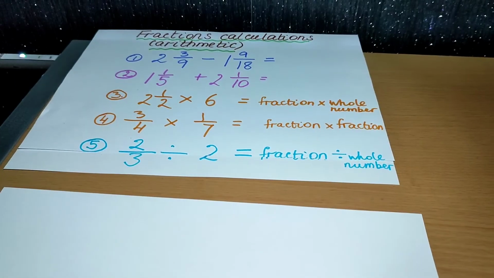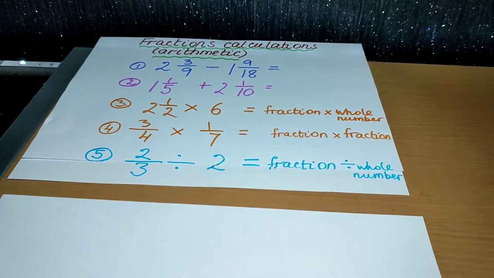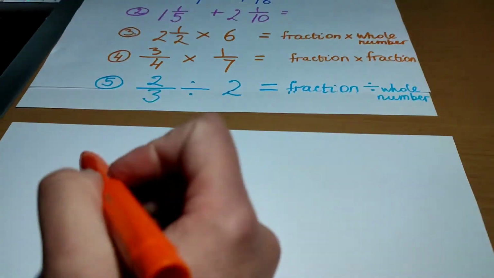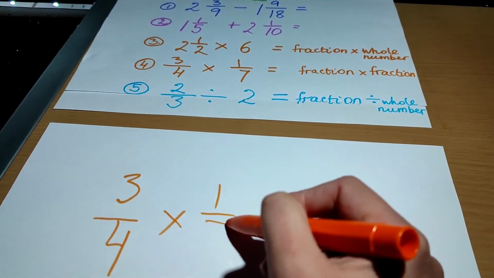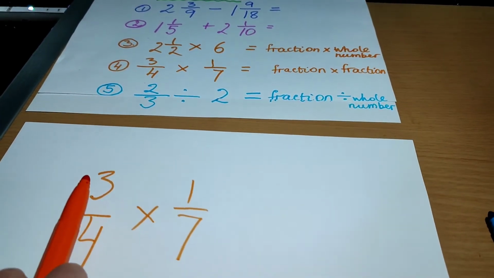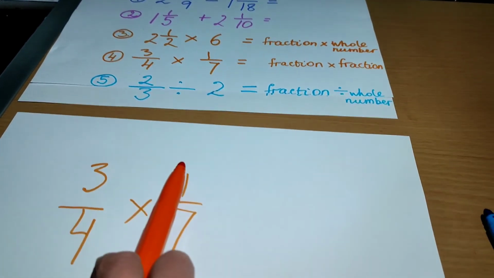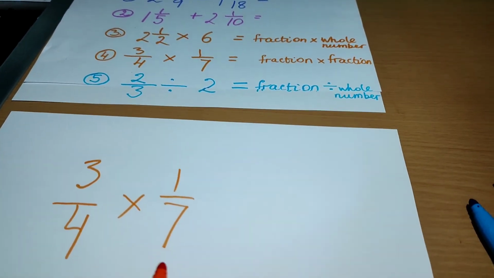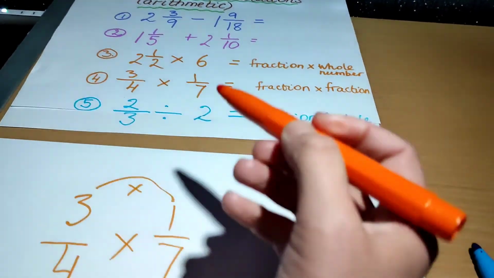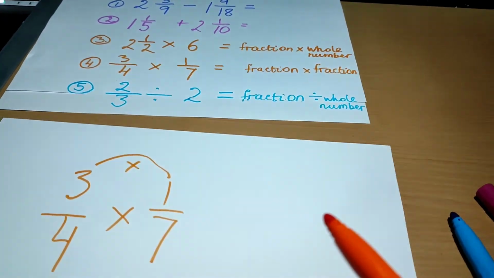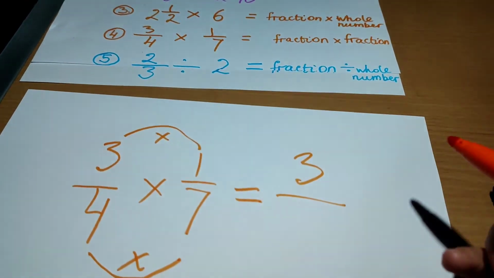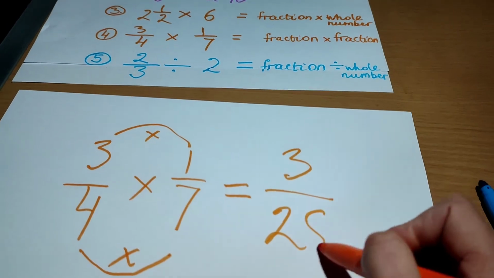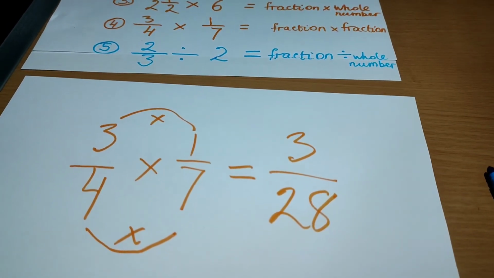Let's have a look at our fourth calculation. It's just a fraction multiplied by another fraction. We have 3/4 multiplied by 1/7. Easy peasy. Do you remember? Fraction times fraction. We're timesing our tops and we're timesing our bottom numbers. So we need to multiply our numerators and multiply our denominators. So 3 times 1 is 3. And 4 times 7 is 28. That's it. That's all you do.